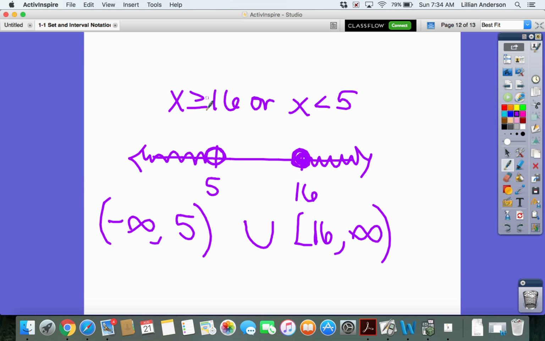However, if I did have x is greater than 16 or x is less than 5, then you actually would separate it. So you'll have negative infinity to 5, parentheses around both, and then the union, 16 to infinity with a square bracket and parenthesis. So whenever you have multiple sets you have to describe, you always put a union when you're doing interval notation.